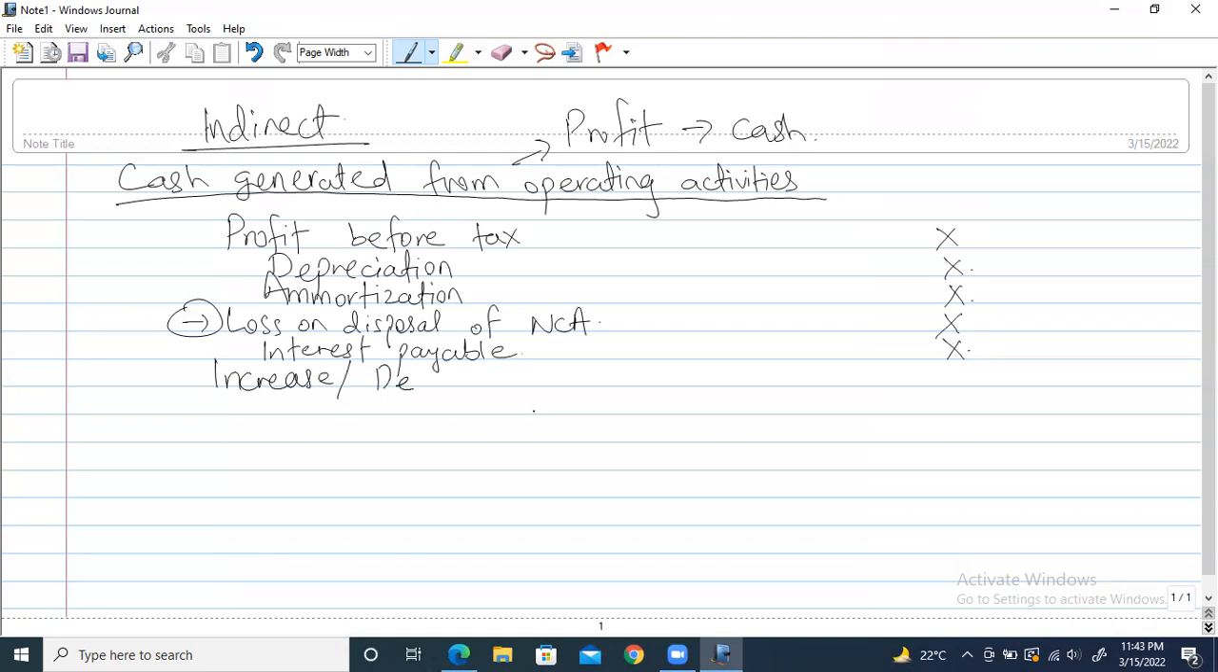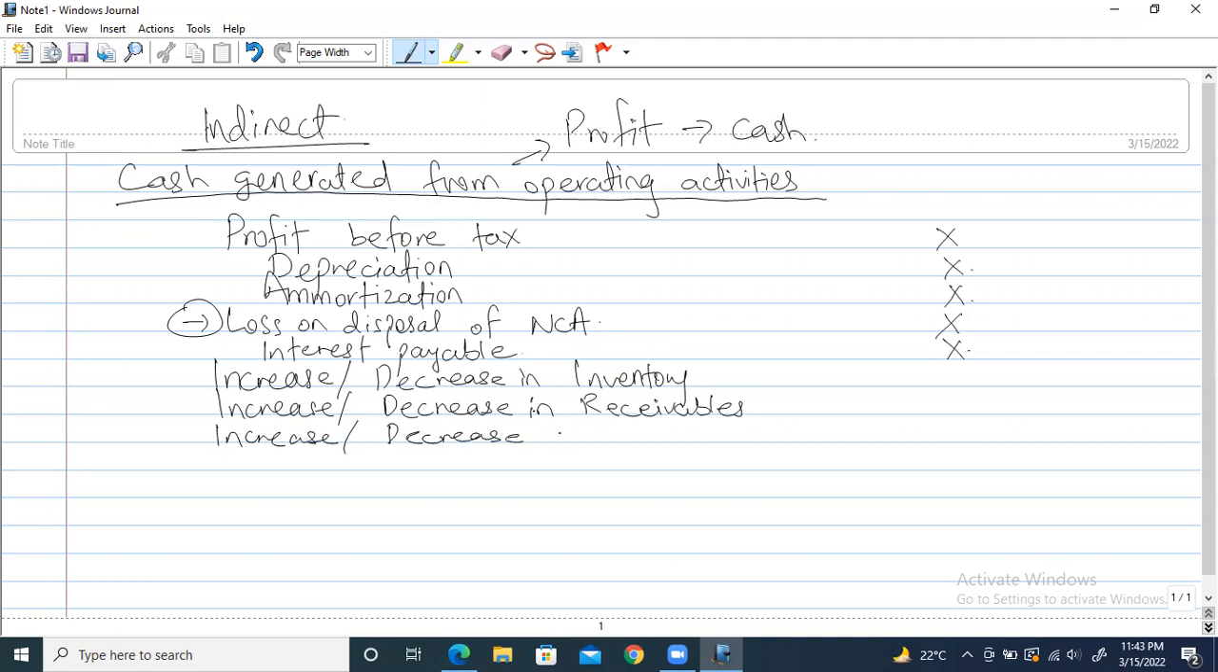Increase or decrease in inventory, then increase or decrease in receivables, and finally increase or decrease in payables. So these were the last three things, okay? So what we do is, for converting the profit into cash, we are doing all this effort over here, which is called cash generated from operating activities. Okay, now let me explain what this means.